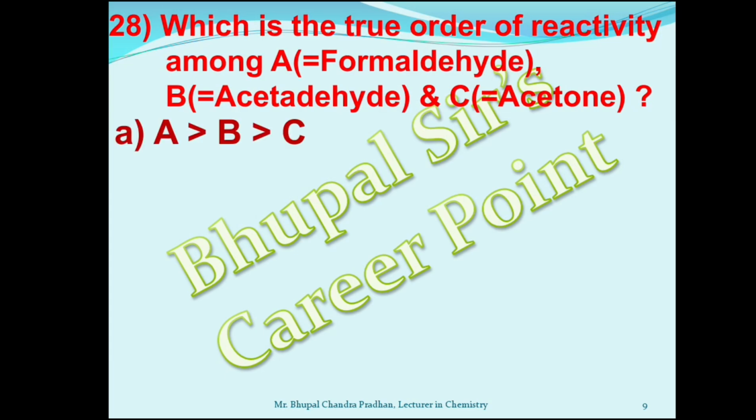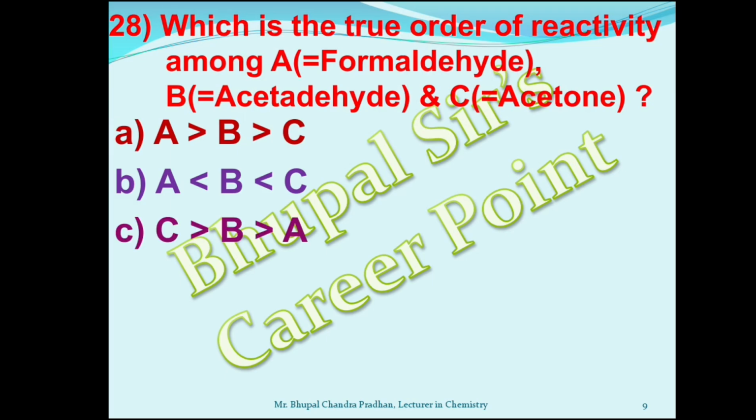Option A, A is greater than B is greater than C. Option B, A is less than B is less than C. Option C, C is greater than B is greater than A. Option D, C is less than B is less than A. The students try to give the correct answer.